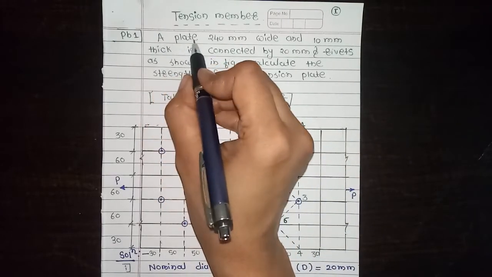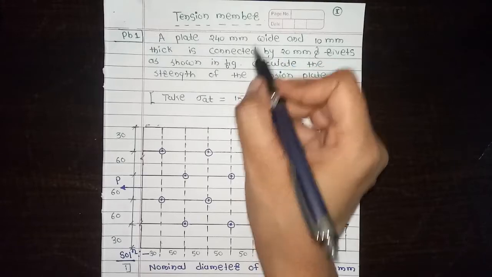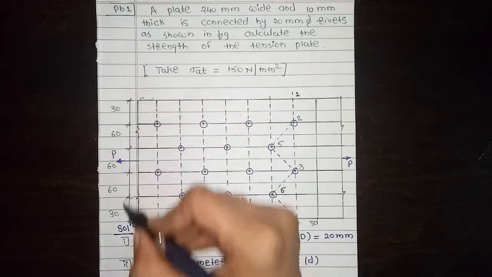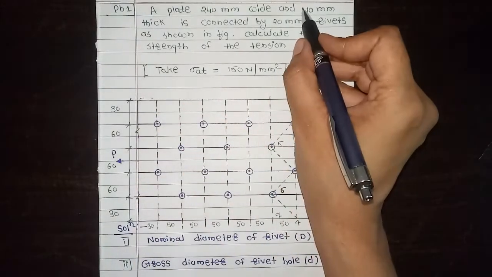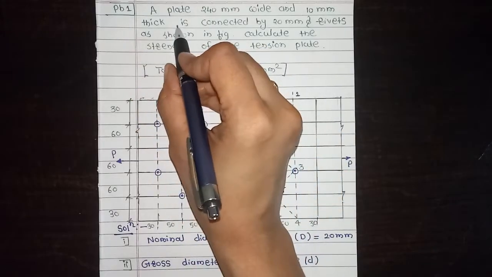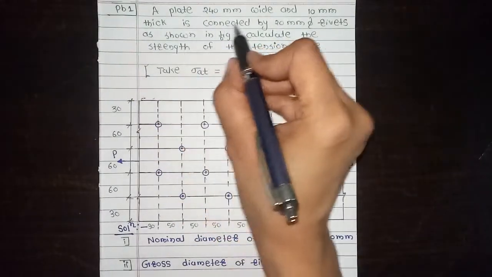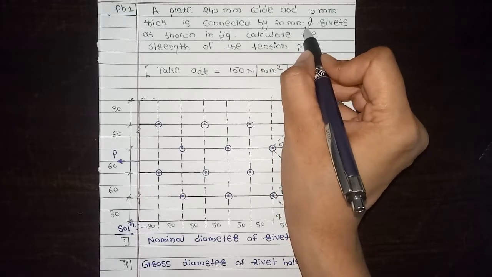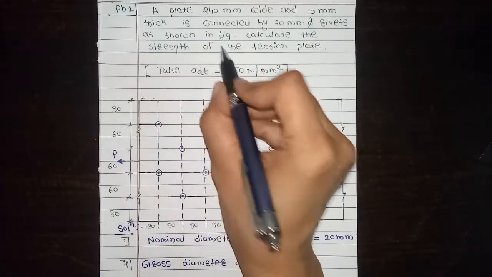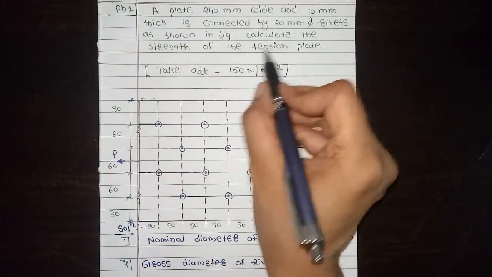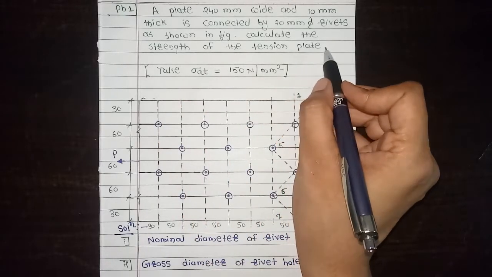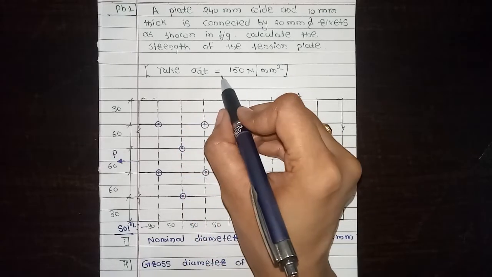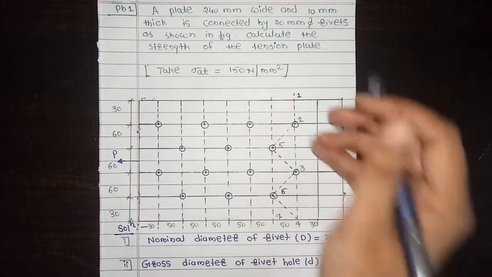In given question, a plate 240 mm wide. See this diagram. This is the plate. Width of plate is 240 mm and 10 mm thickness. So thickness of plate is 10 mm, connected by 20 mm 5 rivets. So rivet diameter is 20 mm as shown in figure. Then calculate strength of tension plate, so calculate P. Take the value of stress in axial tension equal to 150 Newton per mm square.